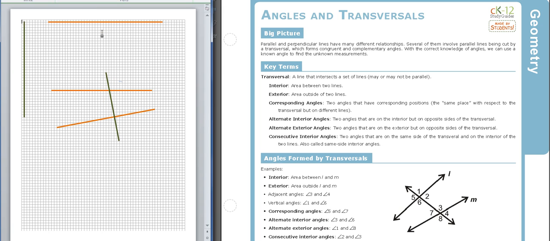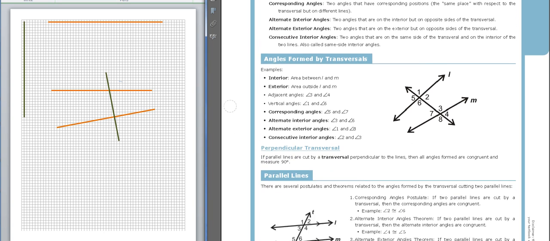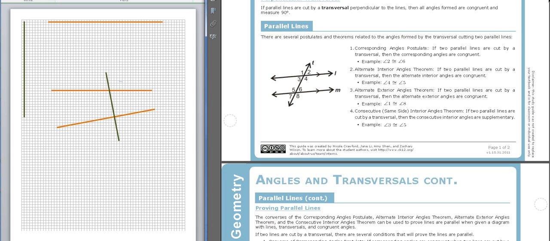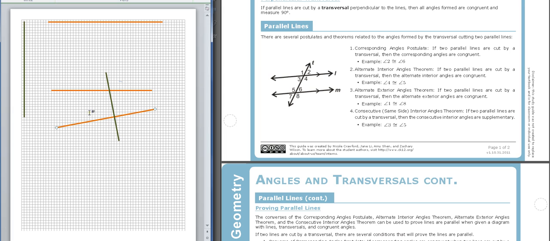Now, the next thing I want to talk about is the perpendicular transversal. I'll go ahead and scroll this up. It says the perpendicular transversal is parallel lines cut by a transversal perpendicular line. So if that is the hypothesis, then if these two orange lines, our sets of lines, are parallel to one another, and our transversal is perpendicular to the line, that means everything is 90 degrees.